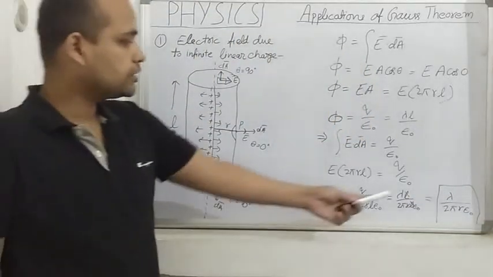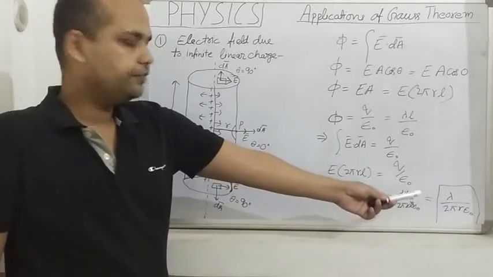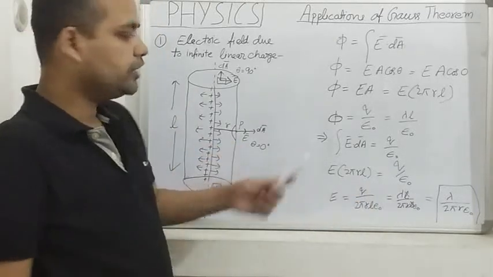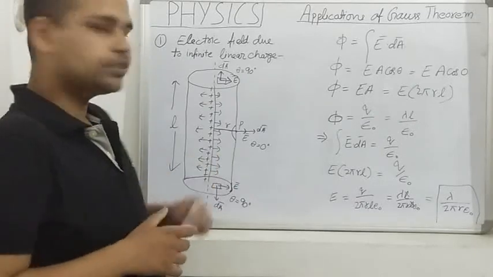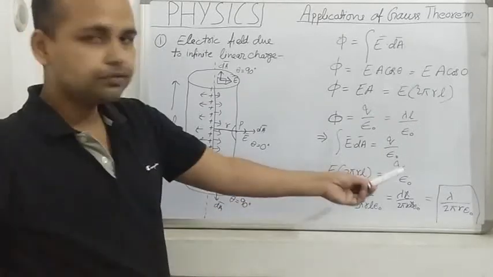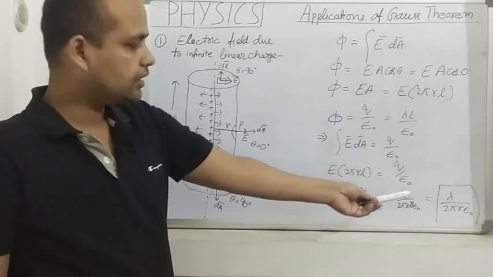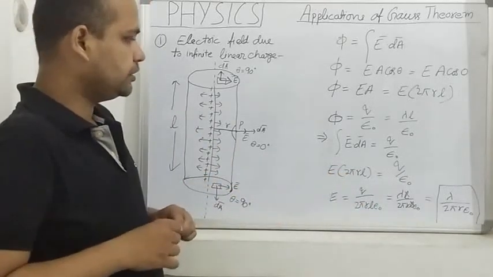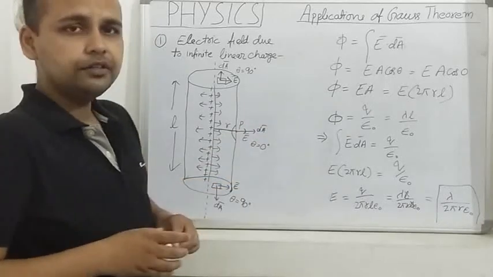Okay, so this is the electric field due to a linear charge at a point P situated at a distance R, where lambda is the charge density, and R is the distance of the point P from the linear charge. So this is how we have found this.